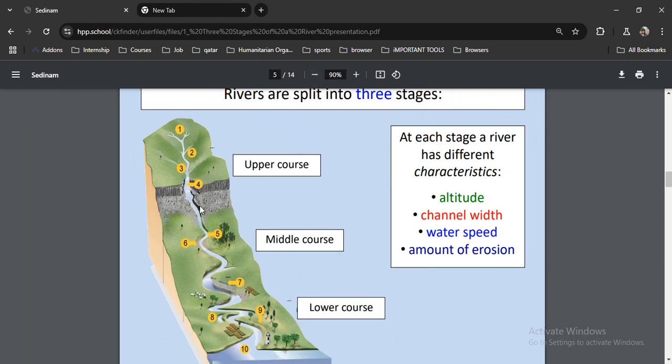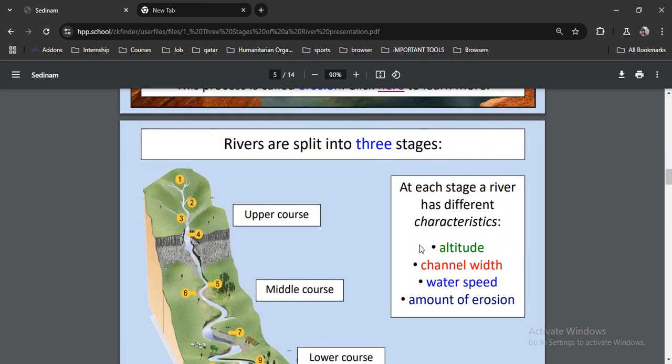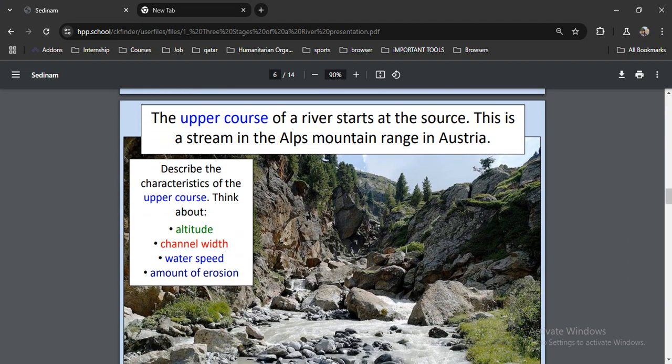So this is upper course, middle course, and lower course. At each stage, a river has different characteristics: altitude, channel width, water speed, and amount of erosion, and how much erosion it does.